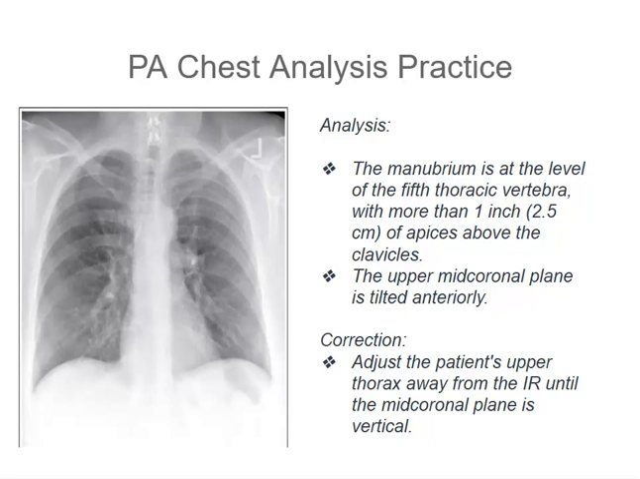With this analysis, we can determine that the upper mid-coronal plane is tilted anteriorly. So how do we make the corrective action? We need to move that upper thorax away from the IR until the mid-coronal plane is parallel with the IR.